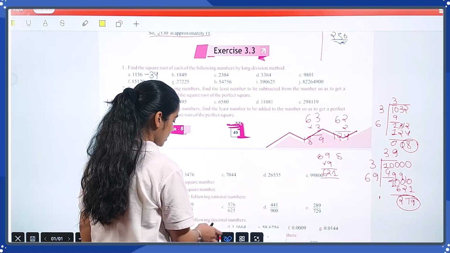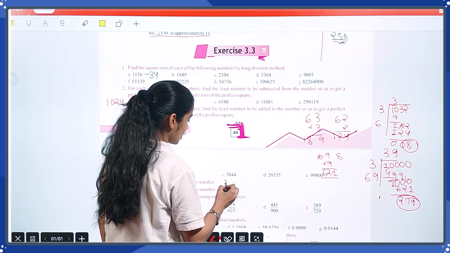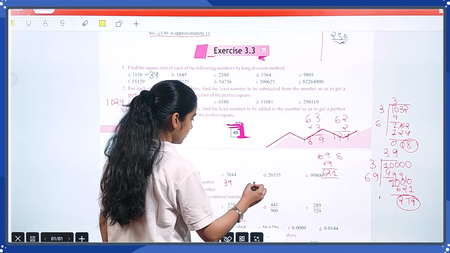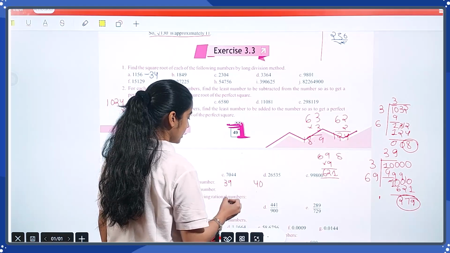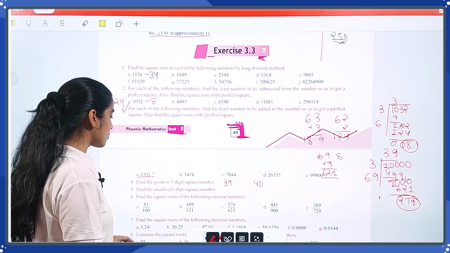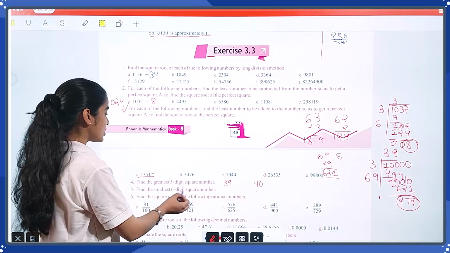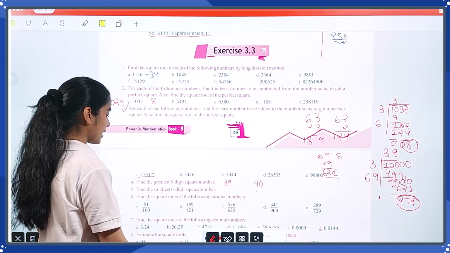Okay. So what did you understand here? 39. So 39 and 40. So between 39 square and 40 square you have to choose one number which is the square root of a perfect 5-digit square number. Now find the smallest 6-digit number. The same process we have to apply here.